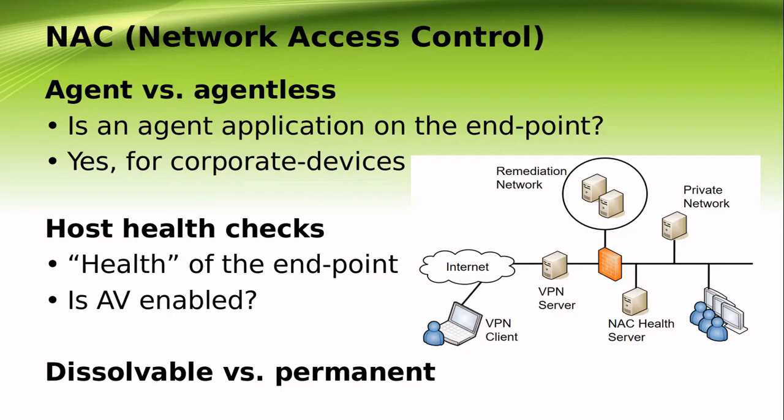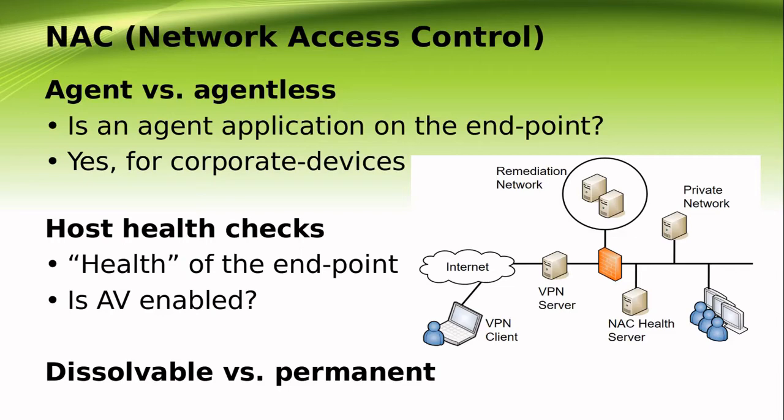Okay, the third one is dissolvable versus permanent. Agents on a client can be either dissolvable or permanent. A permanent agent, sometimes called a persistent NAC agent, is installed on the client and stays on the client. NAC uses the agent when the client attempts to log on remotely. This is the most common implementation for corporate-owned devices and for approved laptops and PCs that employees use to connect remotely.